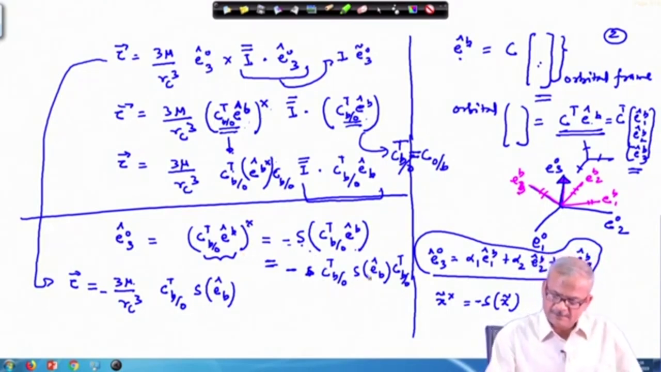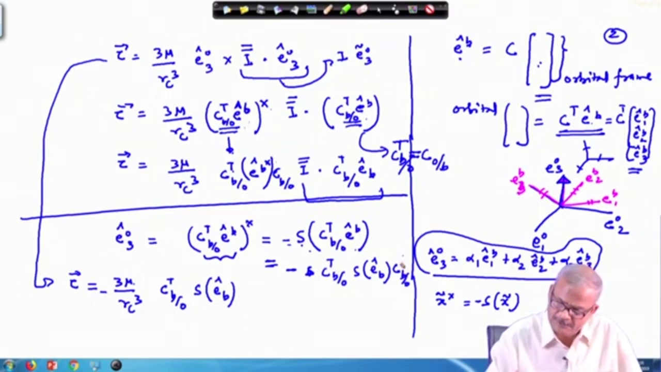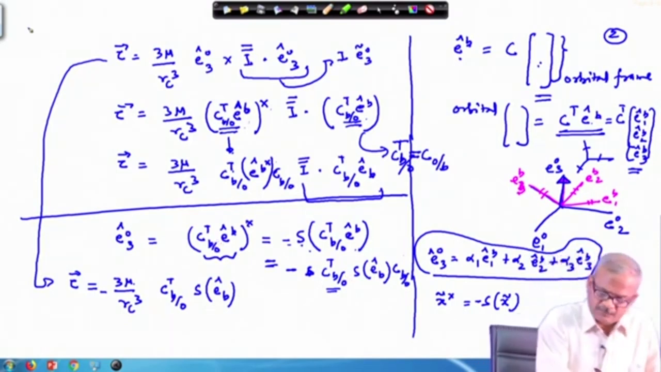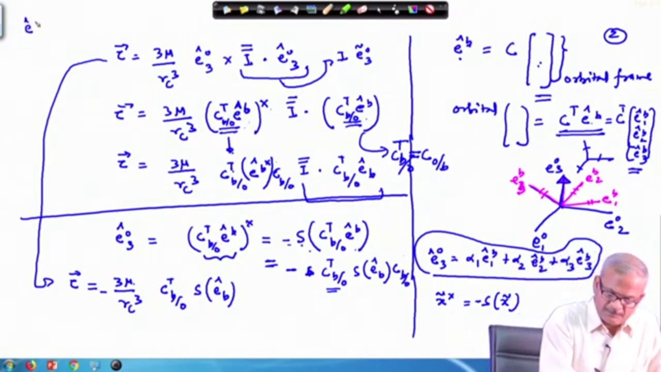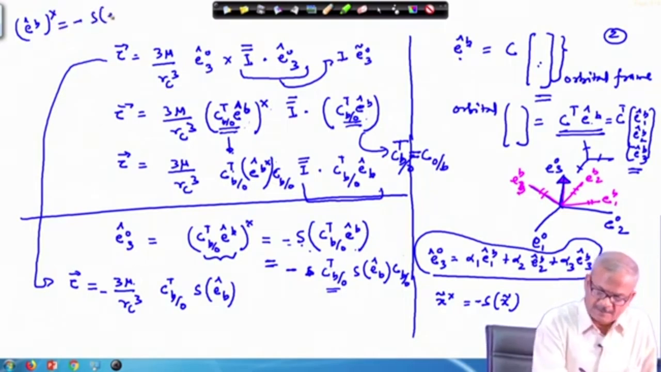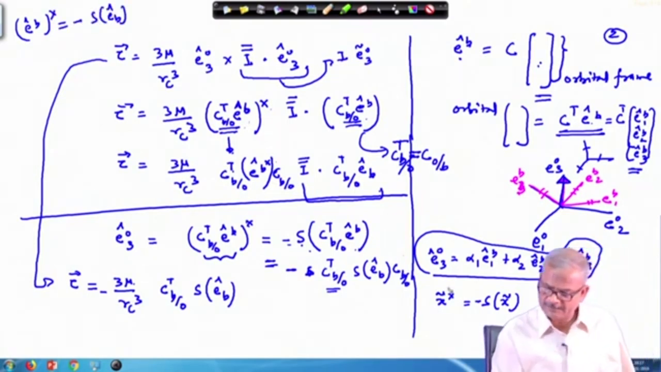You can see that if you have C transpose B slash O, and if this is an identity matrix, then on the right hand side the transpose is not there. If you assume that this matrix C transpose B slash O is an identity matrix, immediately we can see that this part will be equal to minus S E cap B, meaning E cap B cross, this quantity will be equal to minus S E cap B, which is the definition we are using.